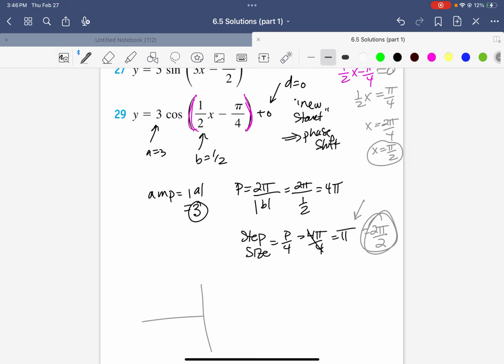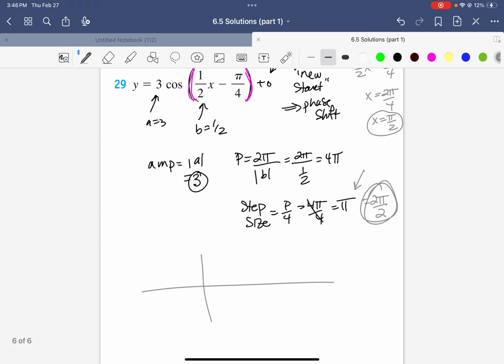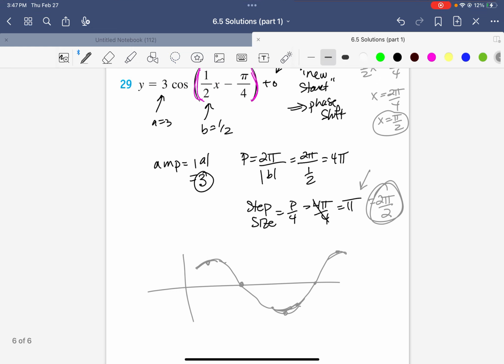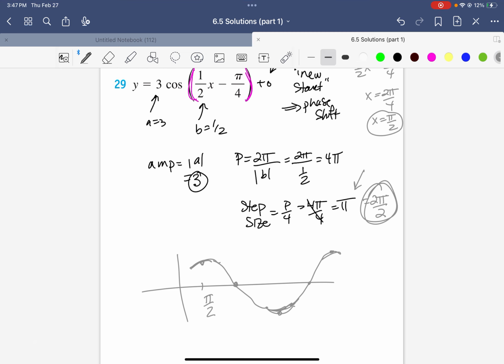So I'm ready to go. My midline's at 0. Cosine starts at a peak and goes to midline, valley, midline, peak. It's nice and rounded. And so then from there, let's see. In this case, I want to be careful because I actually start at pi over 2, and then I take a step of size 2 pi over 2. So I get to 3 pi over 2, 5 pi over 2, 7 pi over 2, and finally 9 pi over 2.